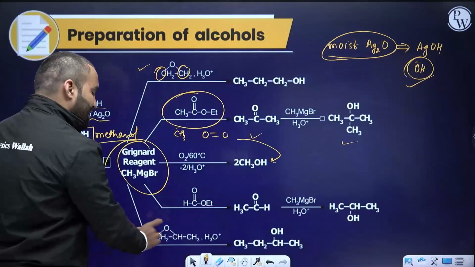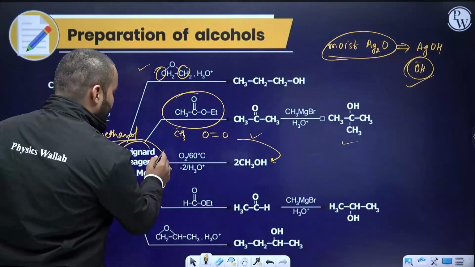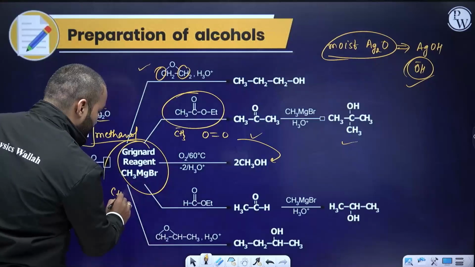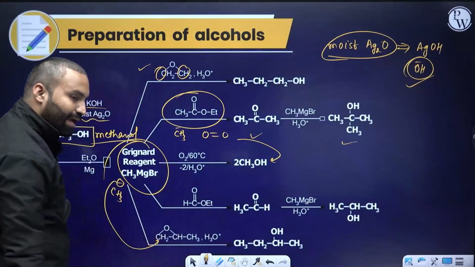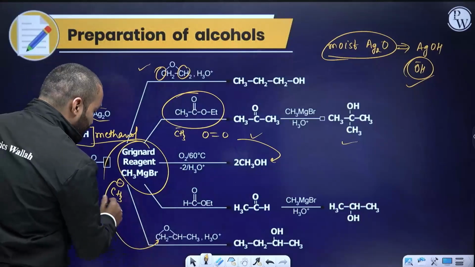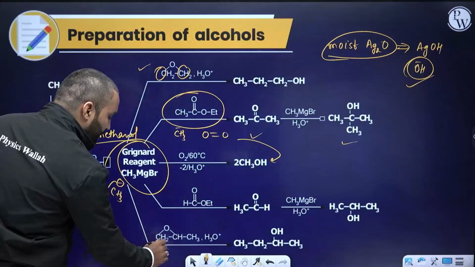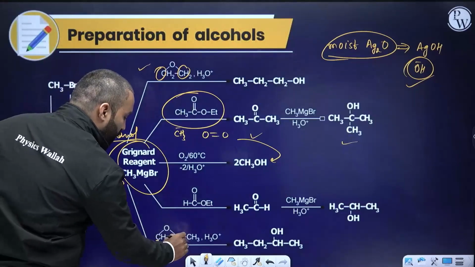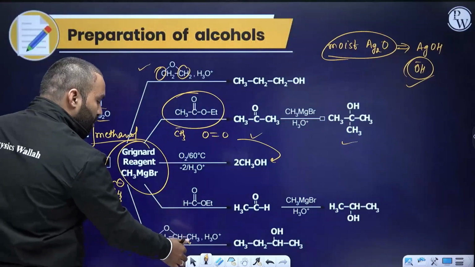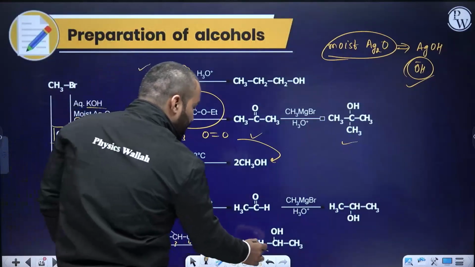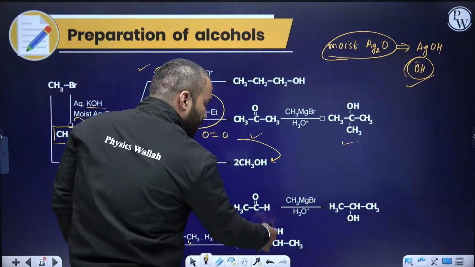Remember, when you have an unsymmetrical epoxide, the CH3 minus will always choose to attack the less hindered site. So it is going to attack over this carbon center. So from left to right, carbon number 1, 2, 3, 4. The carbon number 1, 2, 3 will have OH present over here.